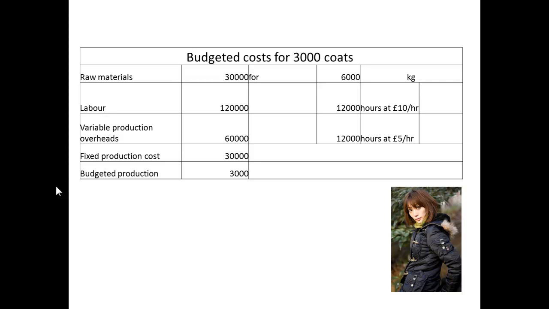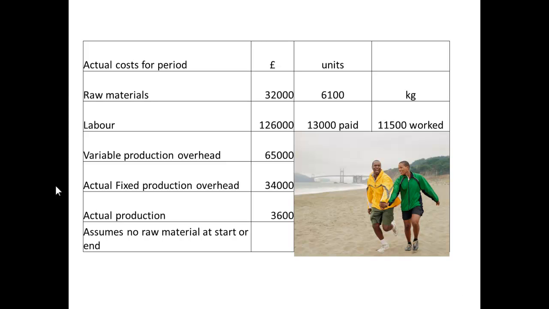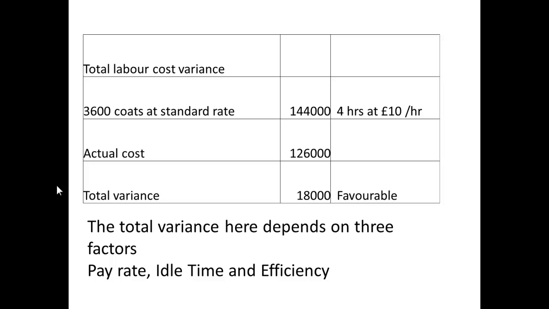Our budgeted costs for 3,000 coats would have been 3,000 for raw materials, 120,000 for labour, 60,000 for variable overheads, 30,000 for fixed costs, 3,000 is the budgeted production then. Our actual costs related to production of 3,600 coats, and we are going to look particularly at labour. And the actual cost of labour was 126,000, 13,000 hours were paid, only 11,500 were worked. We can ignore the other figures on the sheet. We're just going to focus on the labour.